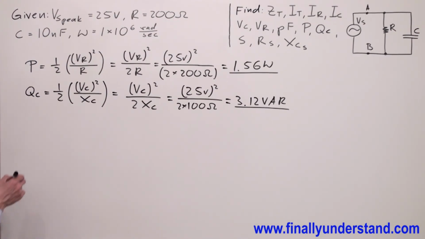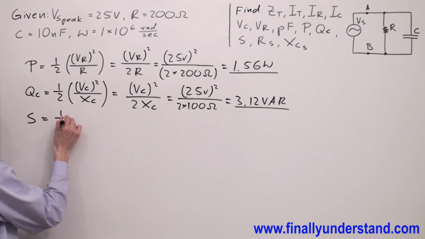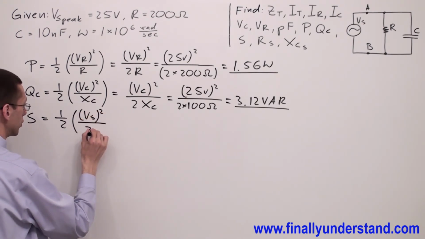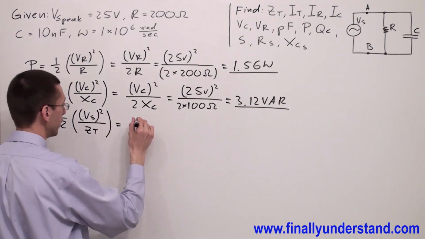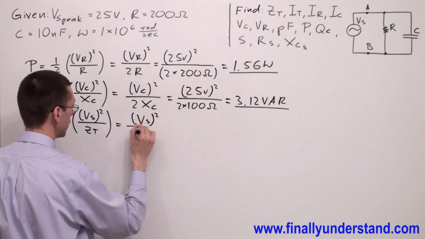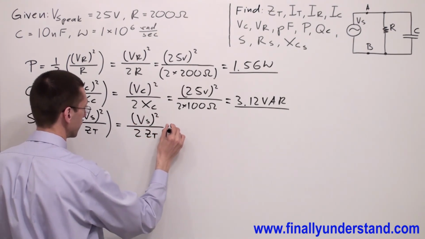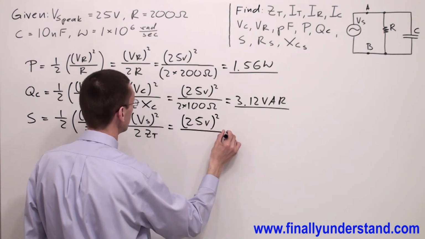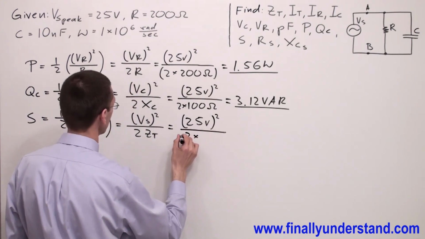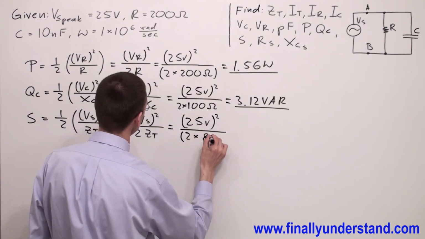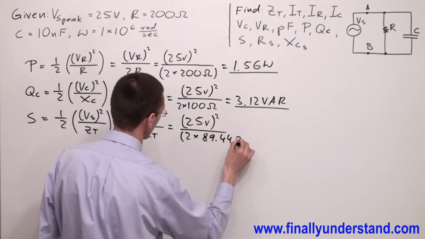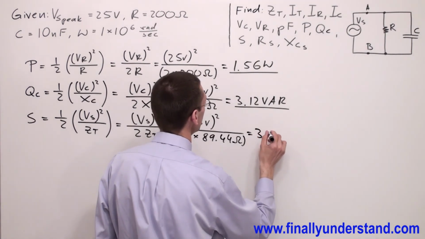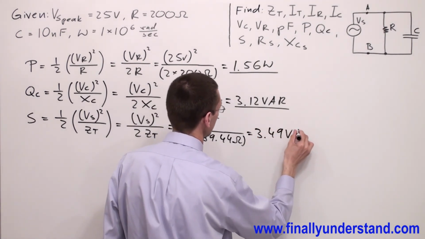Next, we're supposed to find the apparent power. S is equal 1/2, and I have voltage source raised to the second power over Z total, which is equal voltage source raised to the second power over 2 times Z total, which is equal 25 volts raised to the second power over 2 times Z total, which is 89.44 ohms. This is equal 3.49 volt amp.